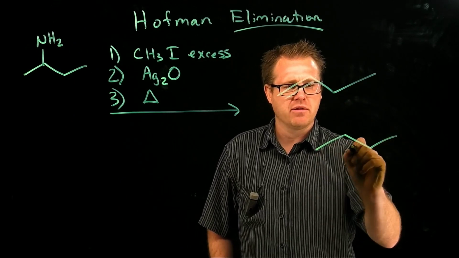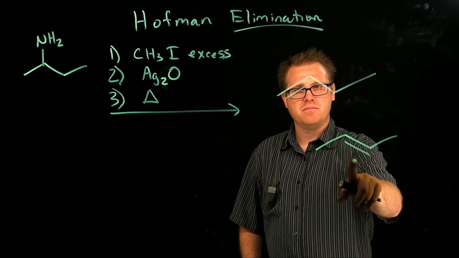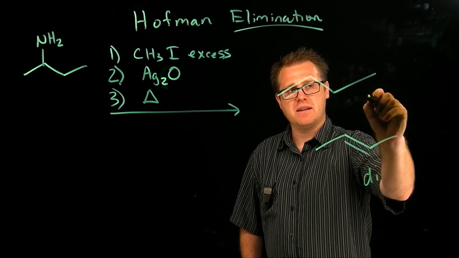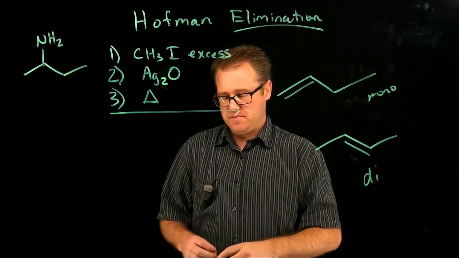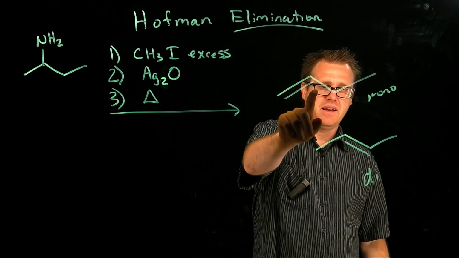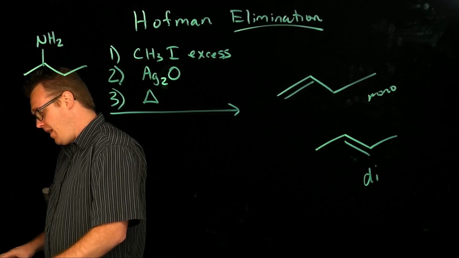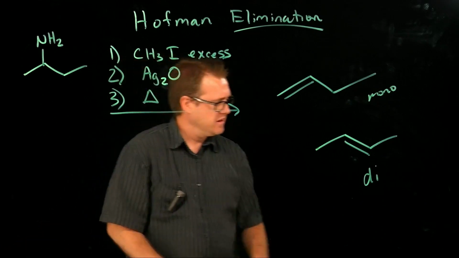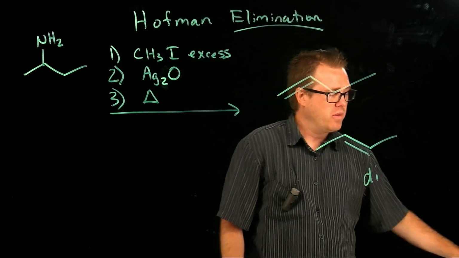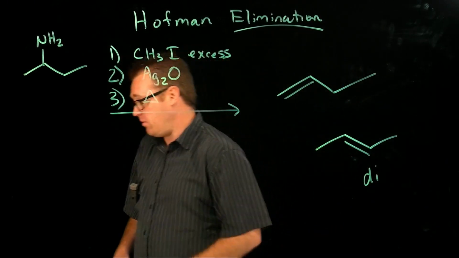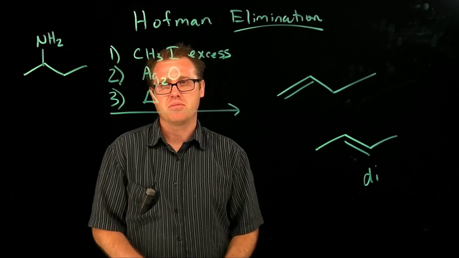Why did we not generate a more stable internal alkene? Because that is di-substituted, that is mono-substituted. So why does this reaction give us this one instead of that one? So what we can say is that the Hofmann elimination reaction is going to give us the less stable alkene, which we could also say is the anti-Zaitsev product.